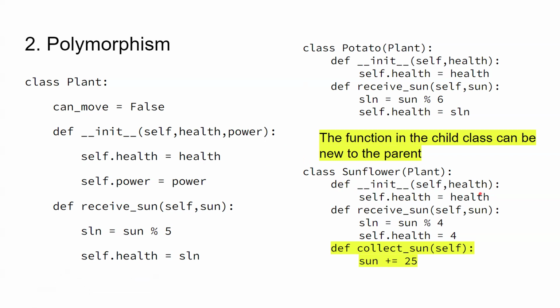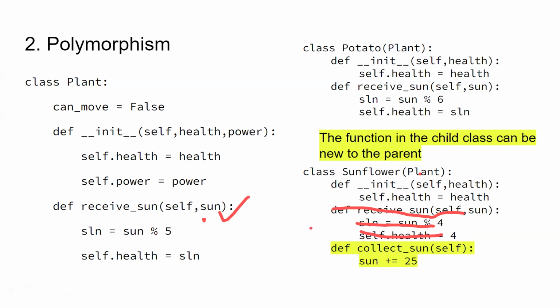Another example is if I still keep this and I delete this function, and then when I want to do receive sum, if I cannot find the function in this sunflower class, the program will automatically check back into your parent class, and then it sees, oh, I got a function here, so I can use this function.